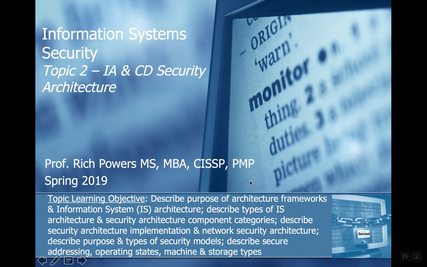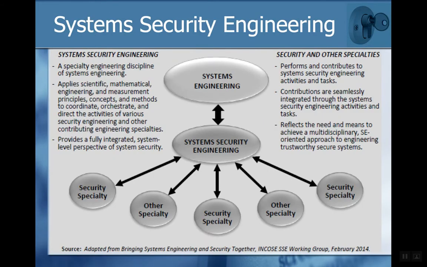Okay, so this discussion is going to be focused on security architecture, which is topic two in information system security. Some of the things we're going to be talking about here are architectural frameworks, different types of IT or IS architectures and security component categories, different types of security architecture implementation, and also network security architectures.